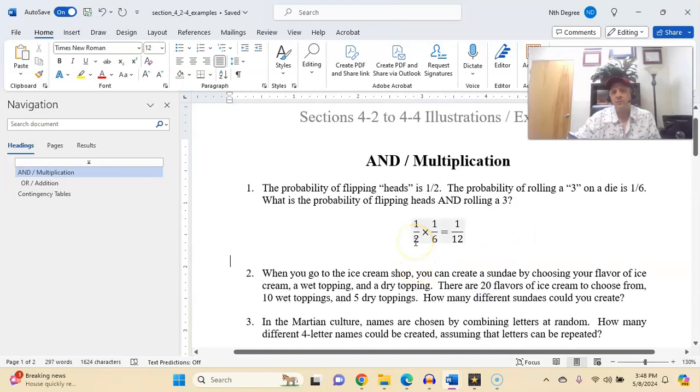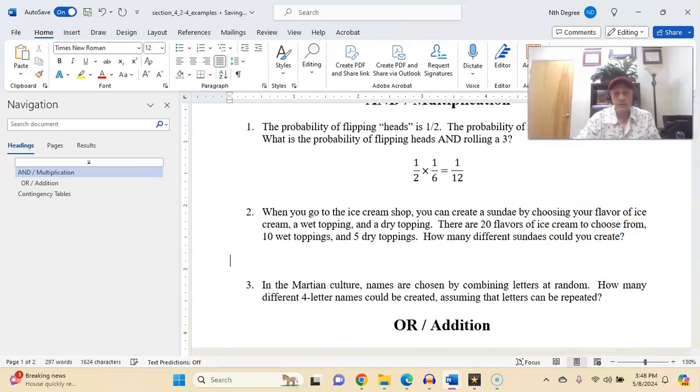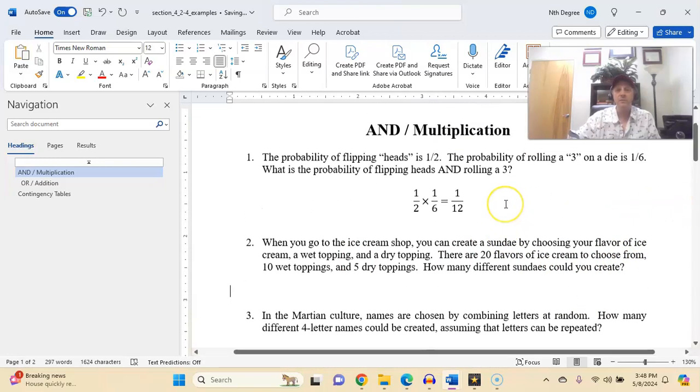But basically, when you multiply fractions together, remember you just multiply straight across the top. 1 times 1 is 1, and straight across the bottom, 2 times 6 is 12. That's basically enough for that. Okay, the concept here is that and means times.